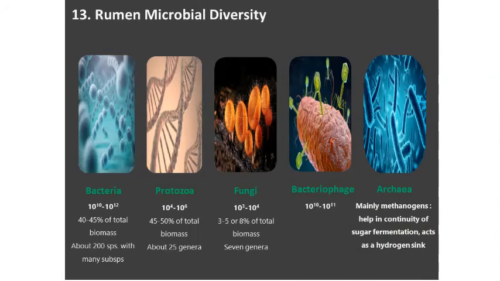There is a large difference in the number of bacteria and protozoa, but they each can account for 40 to 50% of the microbial biomass. It might be because of the much larger size of protozoa than bacteria. The bacteria are represented by about 200 species and protozoa by 25 genera. Fungus is responsible for 3 to 5% of total biomass, and the number of genera is 7, and each one of them is cellulase positive. Although their number is small, they play a very significant role in fiber degradation. The bacteriophages help in degradation of bacteria and make amino acids available to the animal.